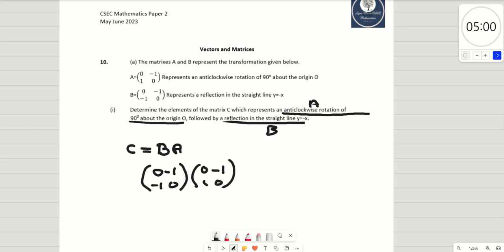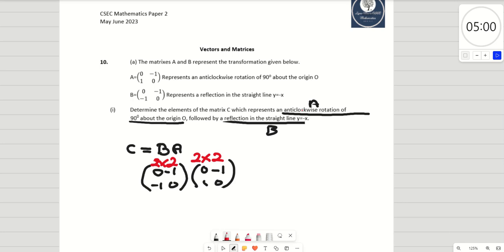Now, when you have to multiply matrices, the first thing you do is check the order of the matrix. The order is the number of rows multiplied by the number of columns. How many rows are in this first matrix? 1, 2, that is your horizontal. And how many vertical columns? 1, 2. So it's 2 rows by 2 columns, and this one is also 2 rows by 2 columns.